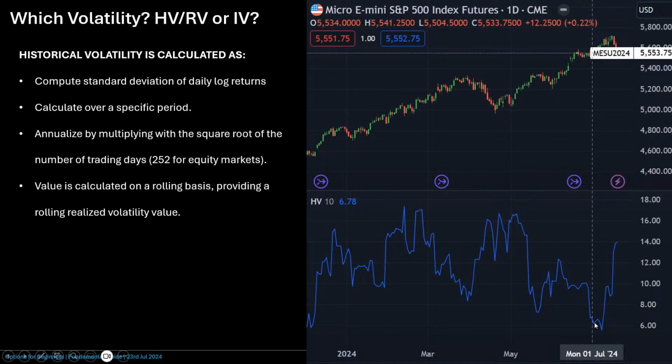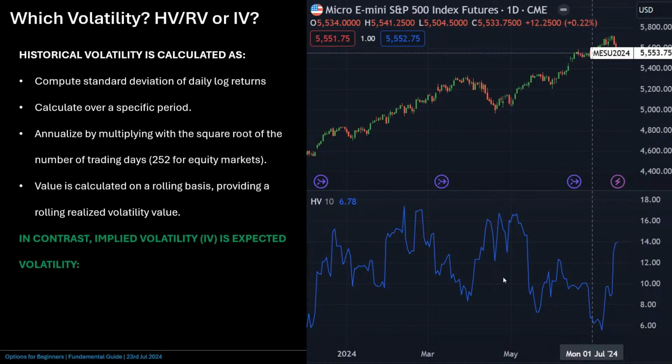If we calculate it on every single day, and then look back to the 10 prior days, we'll get this line at the bottom, right? That can show us how the volatility shifts over time. Generally, when we're talking about historical volatility, we'll calculate it on a rolling basis, and we'll also often refer to it as realized volatility.